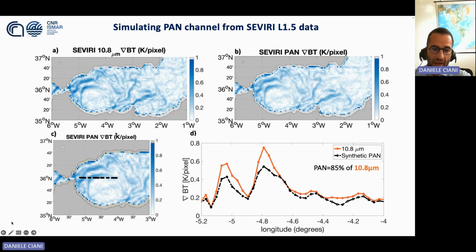If we compare the results along a 1D transect, which is given by this black dashed line that crosses the main fronts of the Alboran Gyre, you can see that the black line is the gradient intensity given by our synthetic panchromatic channel, and in orange you can see the one given by the 10.8 micrometer channel, which is our reference. So the gradients are correctly located, as we also saw previously with Sentinel-3 data, but again we found a smoothing of the panchromatic derived brightness temperature gradients. On average, we recover roughly 80% of the total signal.